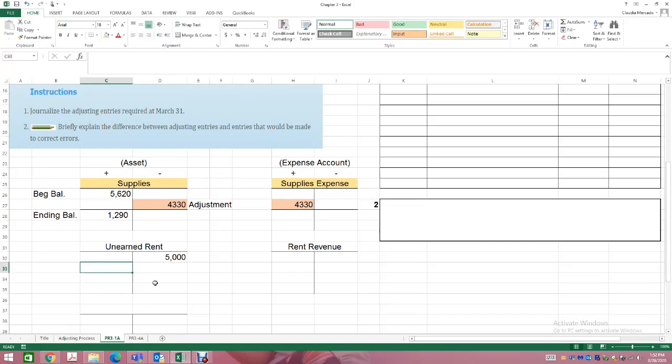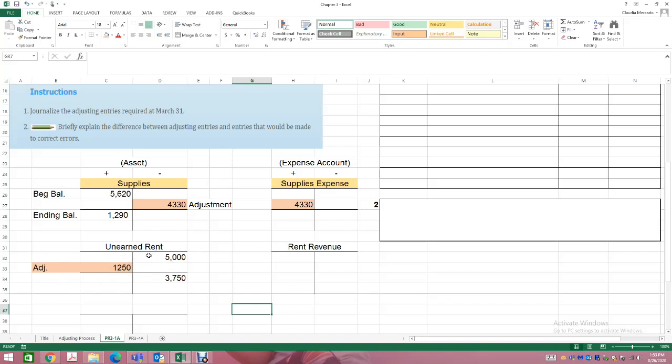Okay. So now I'm going to debit my unearned rent by $1,250, and that's going to leave in my books $3,750. This is going to be the adjustment, okay, of $1,250. So that means that during this month of March, I was able to provide a service, and I'm going to reduce my unearned rent because you know what? The rent has been earned already. I've earned $1,250 worth of rent.